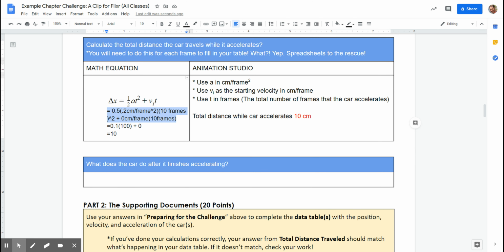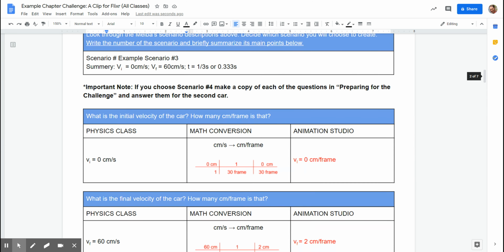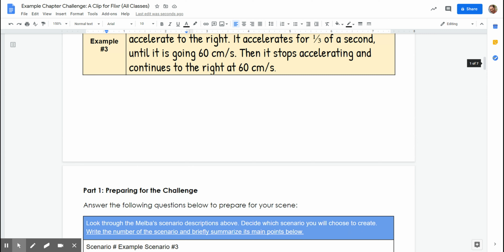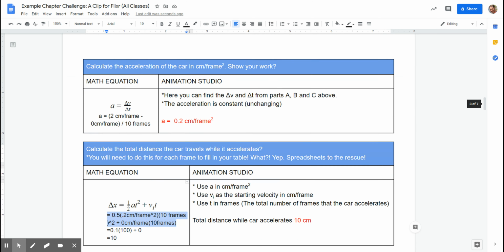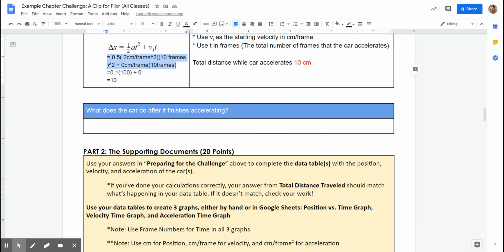Last but not least, it says, what does the car do after it finishes accelerating? Well, I actually have to look all the way back up at the top to my scenario. And it says, once it stops accelerating, it continues to the right at 60 centimeters per second. And so I'm going to come all the way down here, and I'm going to put that in here. So once it stops accelerating, it continues to the right at 60 centimeters per second, which we now know is 2 centimeters per frame. That's it.